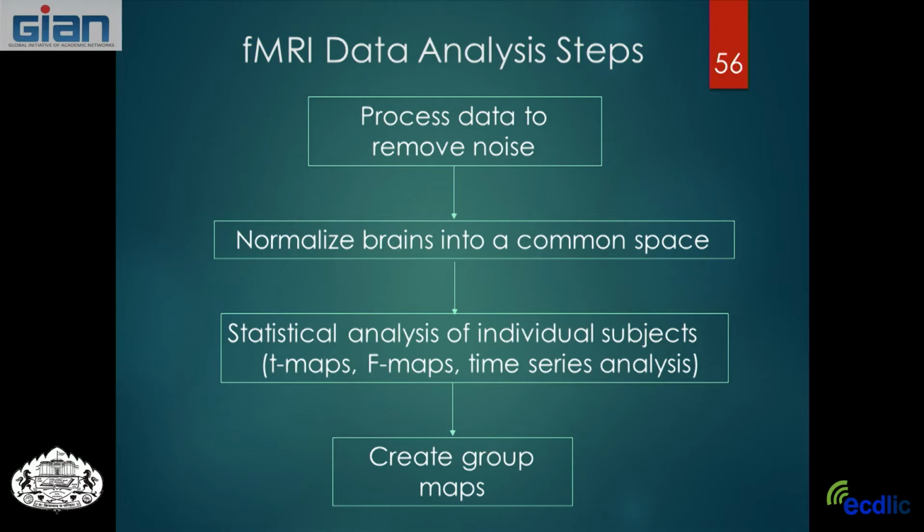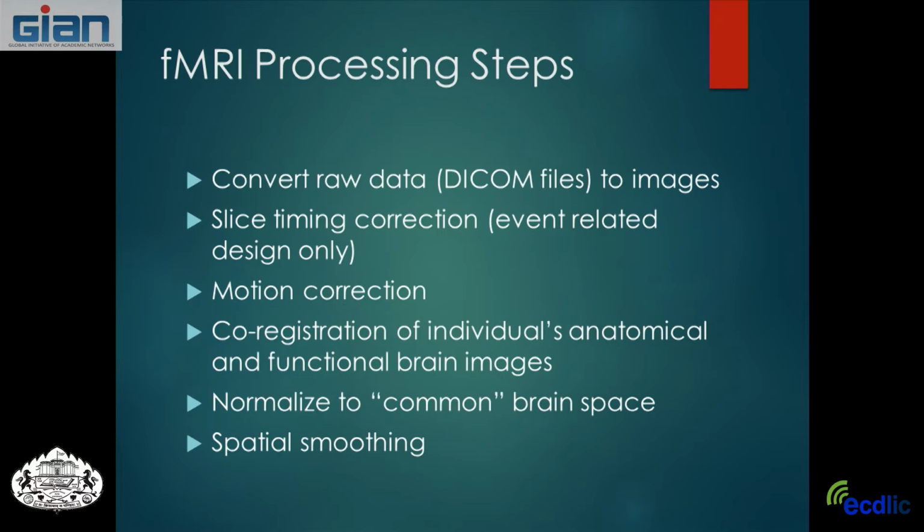Okay, so then we talked about fMRI data analysis. First, we want to process the data to remove the noise. Then we want to normalize the brains into a common space. And then we're going to do some statistical analysis of these subjects. So what we're going to talk about next today is really statistical analysis, how we generate these activation maps, what activation really is, how we see it, and how we model it.